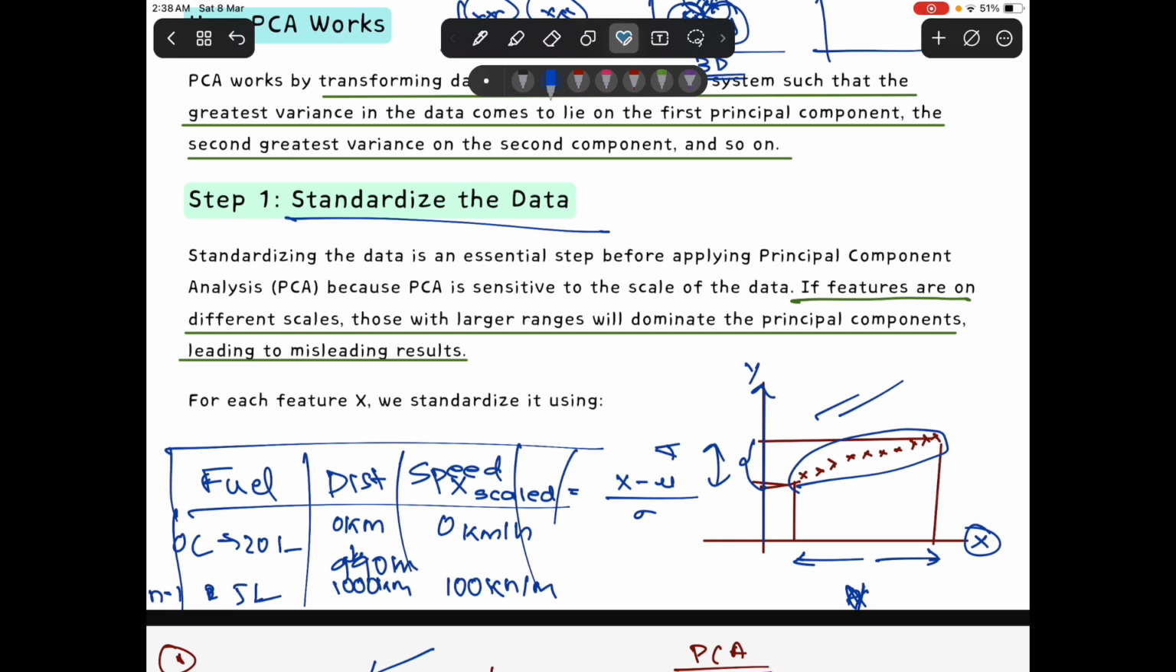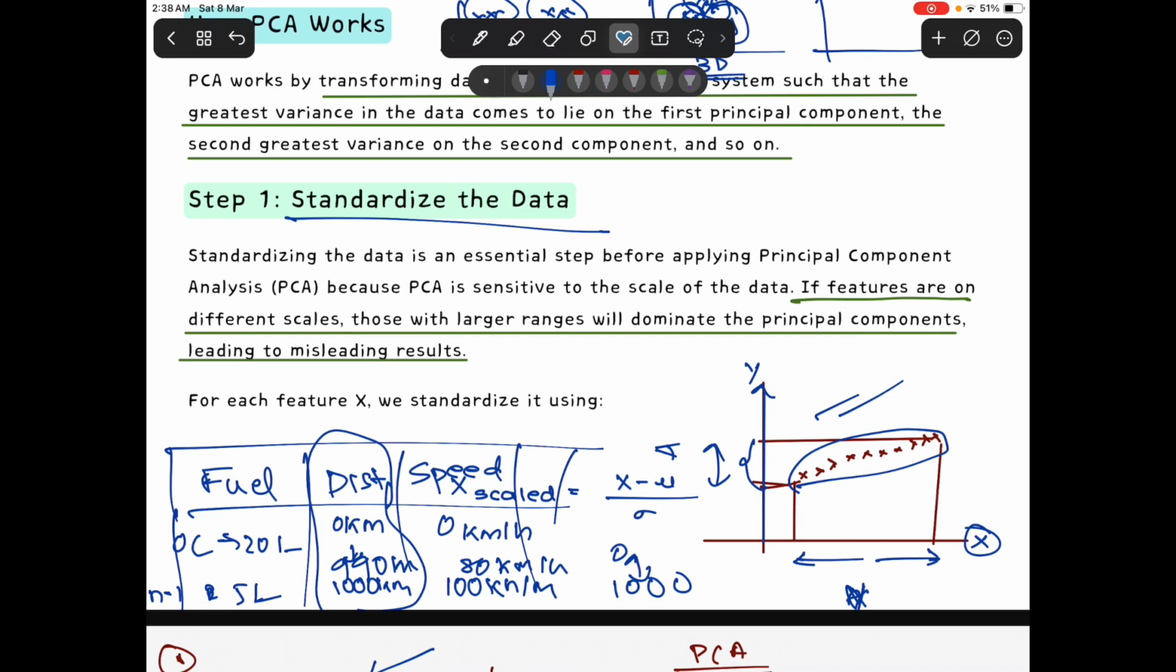Speed can be anything. Let's take 80 kilometers per hour. So distance is a larger number, so this will affect the machine learning algorithm more. The machine learning algorithm will think that this is the more important thing because it's changing too much. If distance is changing from 0 to 1000, it's a large distance, so machine learning will think that this is an important attribute, but maybe it is not an important attribute.